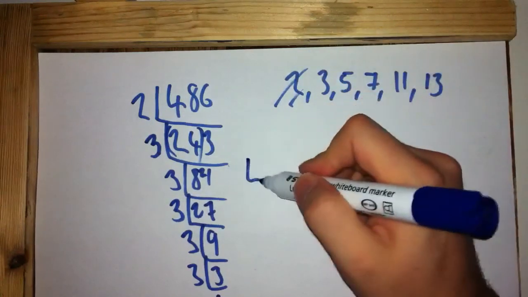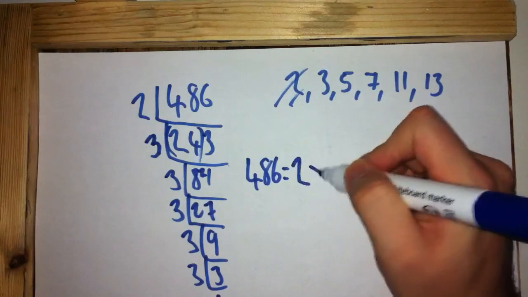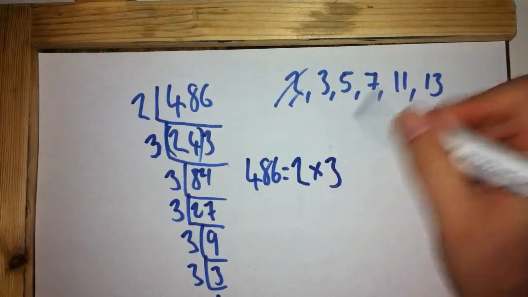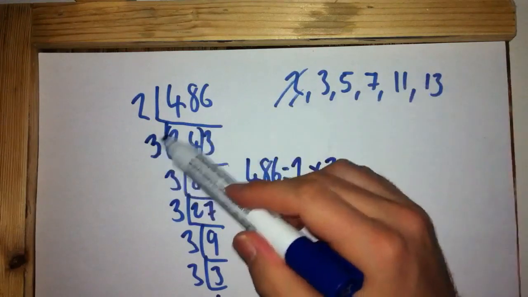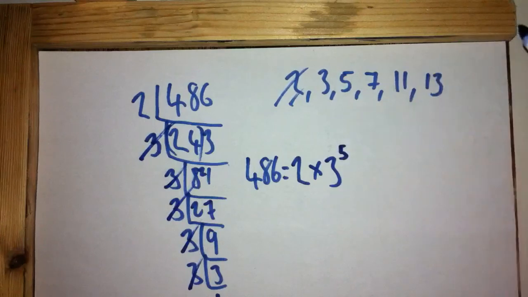So let's just be clear about this. 486, as a product of its primes, or its prime factors, not its factors, which are a different thing, but its prime factors are 2 times 3, and then 3 to the power of 1, 2, 3, 4, 5. 3 to the power of 5. And that's it. 486 equals 2 times 3 to the power of 5.